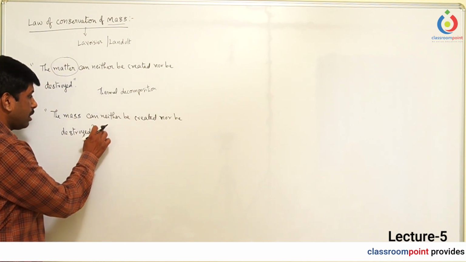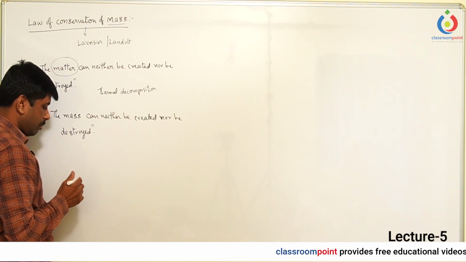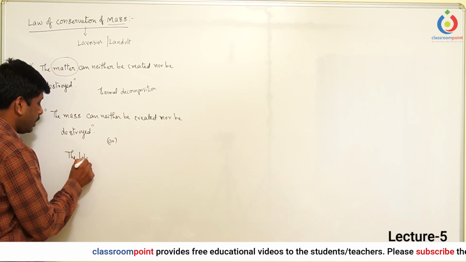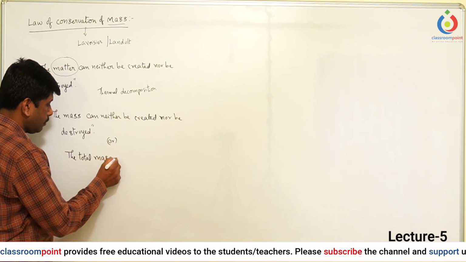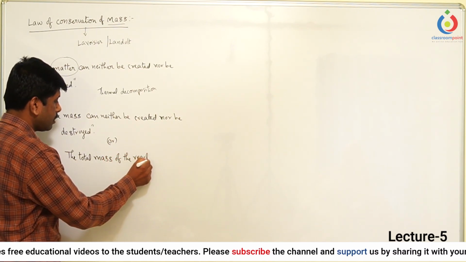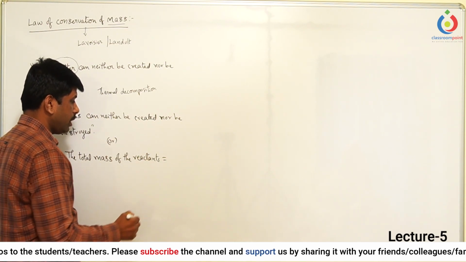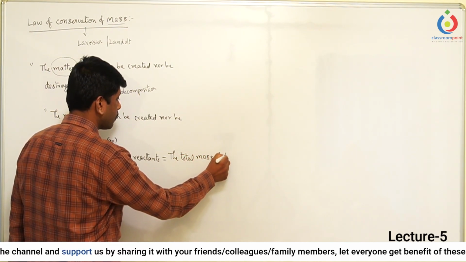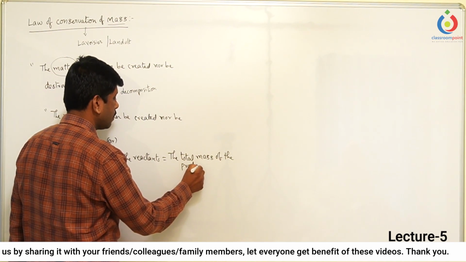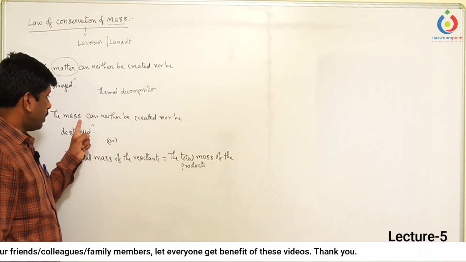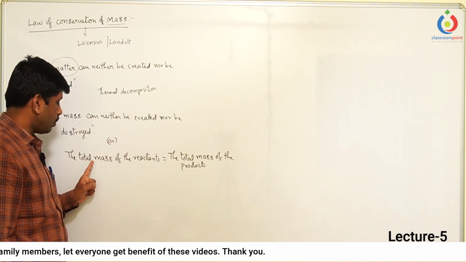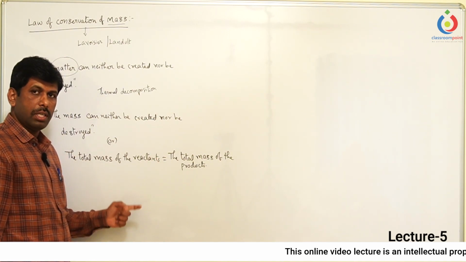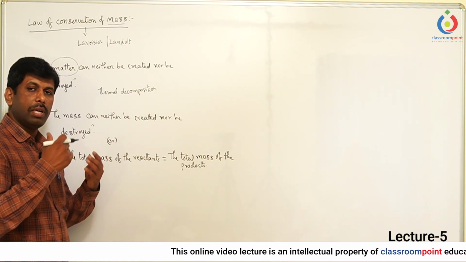First of all, based on this definition, the mass can neither be created nor be destroyed, or this can also be written as: for a chemical reaction, the total mass of the reactants is equal to the total mass of the products. So here mass remains constant. That is possible when the total mass of the reactants is equal to the total mass of the products. This definition is applicable only when the reactants are completely converted into the products.